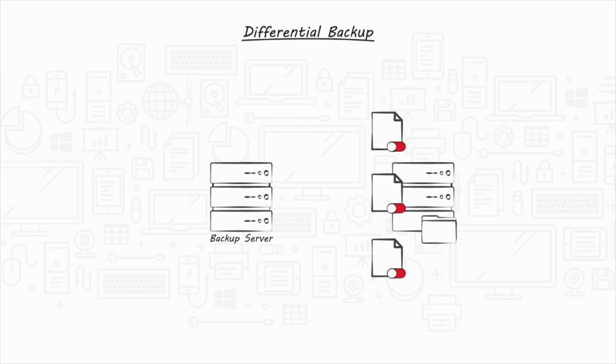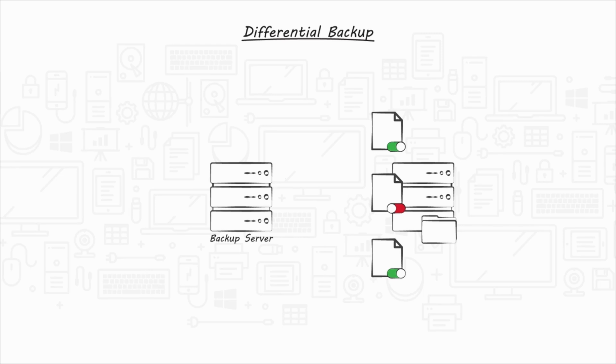A differential backup looks for files that have been modified since the last full backup. It does this by evaluating if the archive bit has been set on the files. If the archive bit is clear, it will not back up the files because it assumes that it has not been changed since the last full backup.